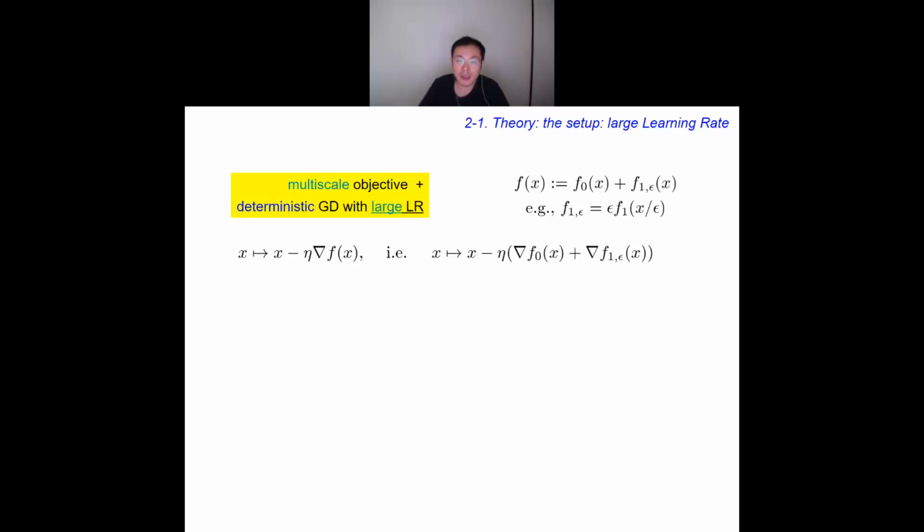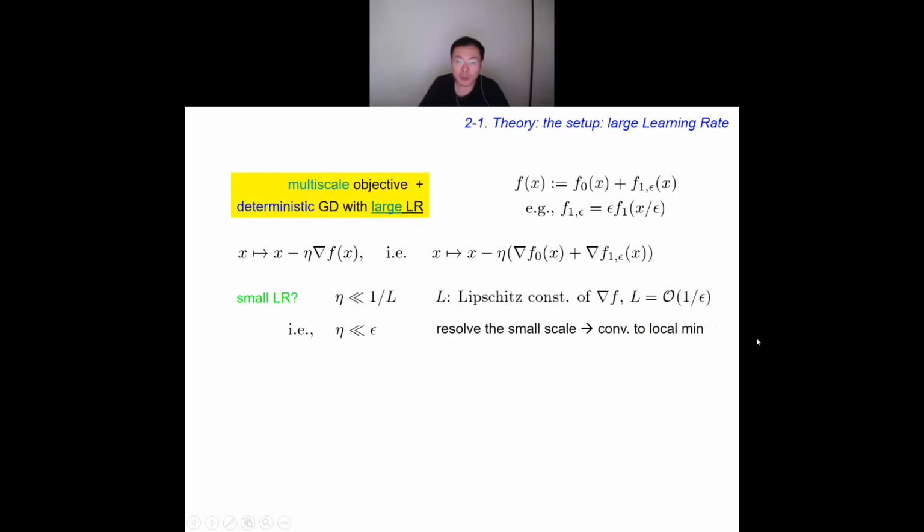What about a large learning rate? Remember, we're doing gradient descent iteration, so I'm iterating this map, and because my loss function is multi-scale, it can be rewritten like this. Let me first explain what would be a small learning rate. In traditional optimization theory, it's well known that if your learning rate eta is less than 1 over L, where L is the Lipschitz constant of the gradient, then you have guaranteed convergence. In this case, because of this microscopic gradient, you can work out the Lipschitz constant. It's going to be 1 over epsilon. What that means is if your learning rate is smaller than epsilon, then you will just converge to a local minimum.